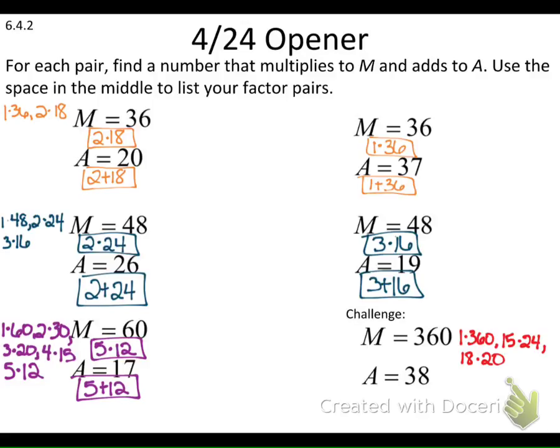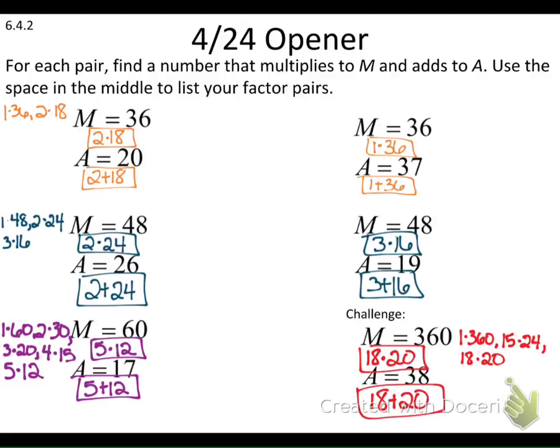Miss Lidikin, I have a question for you. When they're doing a challenge number like this, do you want them to write out all of the factor pairs or just some of the factor pairs until they find it? I would say write them out until they find it. Okay. So I went ahead and did all of the factor pairs for this one. And I'm glad you guys found the answer. So the answer is going to be 18 times 20, and then 18 plus 20 equals 38.